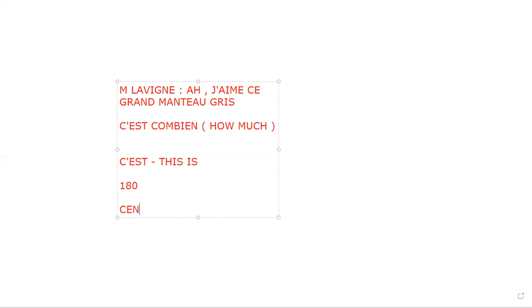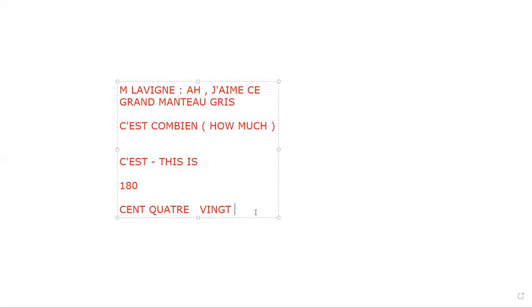So 100. So 80. Quatre-vingts, 80 we call as quatre-vingts, 100, okay. Quatre-vingts is 80 because 4 into 20 is the formula of 80, c'est clair.